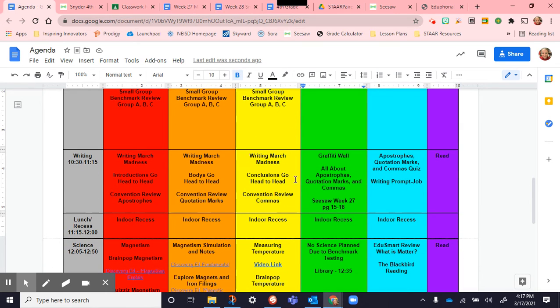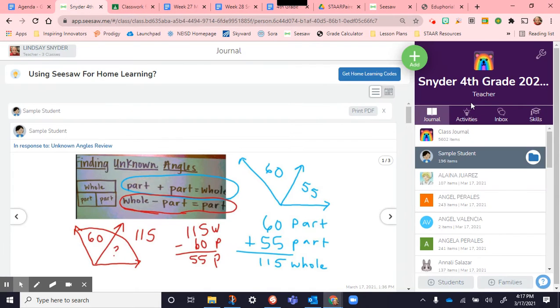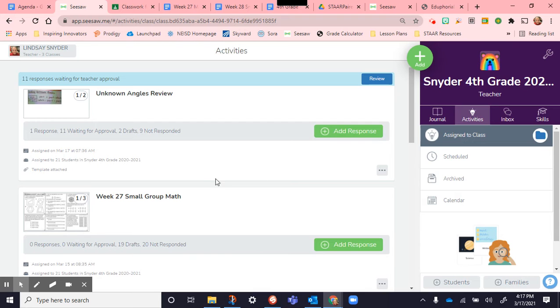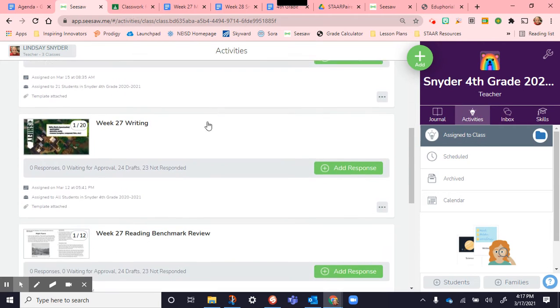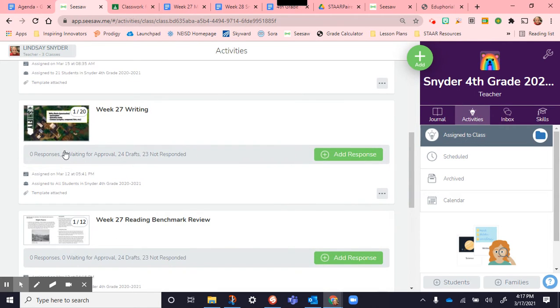In writing, we did our conclusions head-to-head for our writing March Madness that we're doing. So we finished that up and we had our final winner. And then in Seesaw, we went to activities and we went to writing.